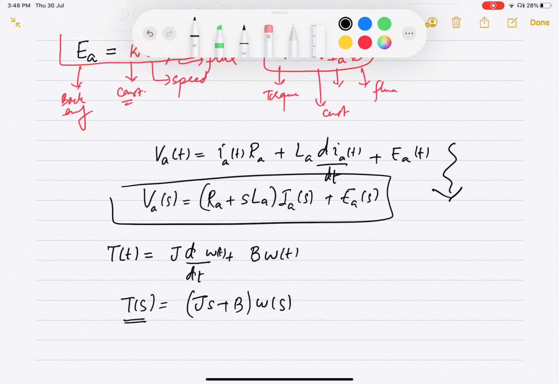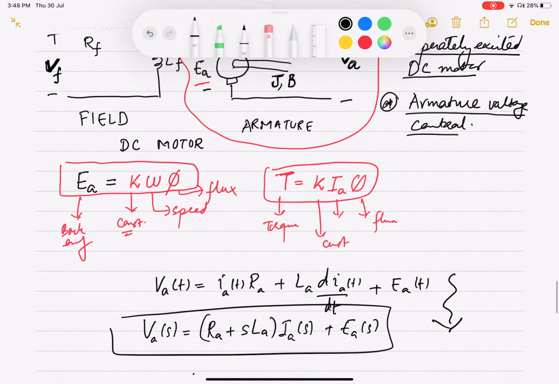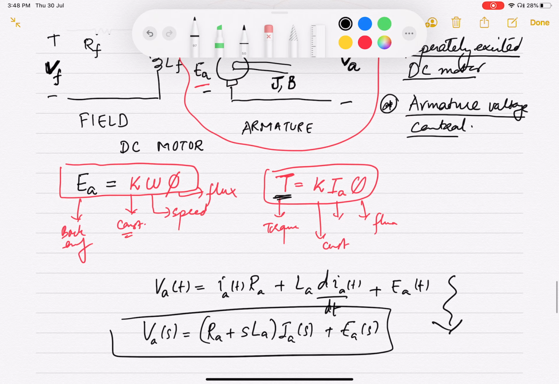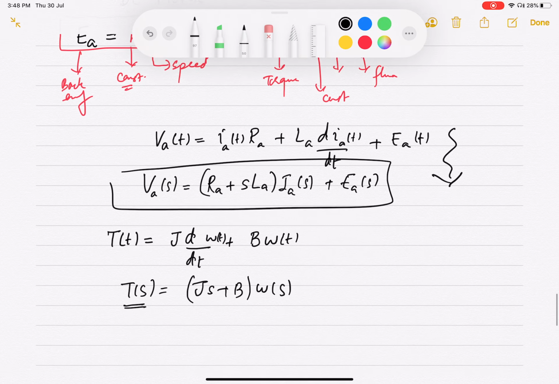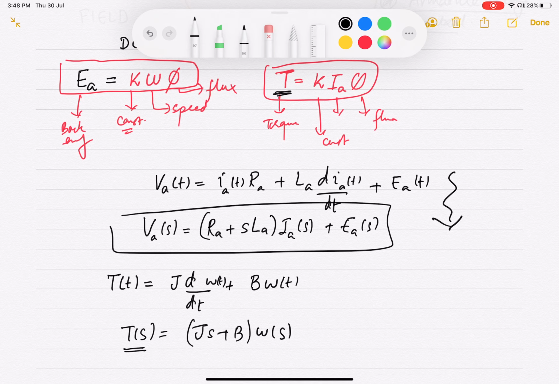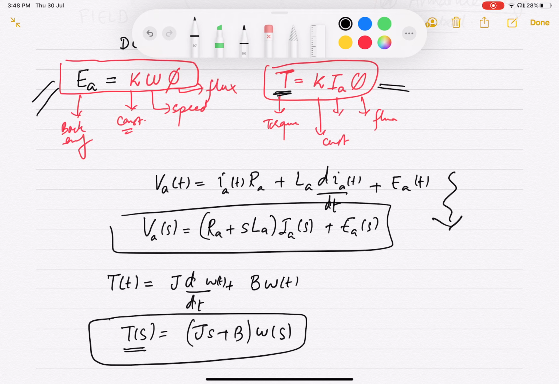We assume the mechanical torque to be equal to the electromagnetic torque produced, which is not generally true, but it is okay for our treatment of the problem. Normally there will be a difference between the mechanical torque and the electromagnetic torque because there are losses in the motor, but we assume that the two are the same. We are ignoring the losses.